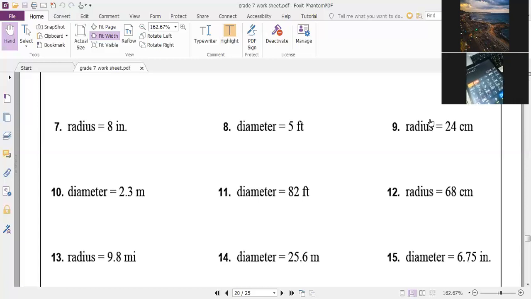The next example, number 12, gives me the radius. So I don't divide it; I use the number as it is. If the radius is 68, I use 3.14 times 68 squared.